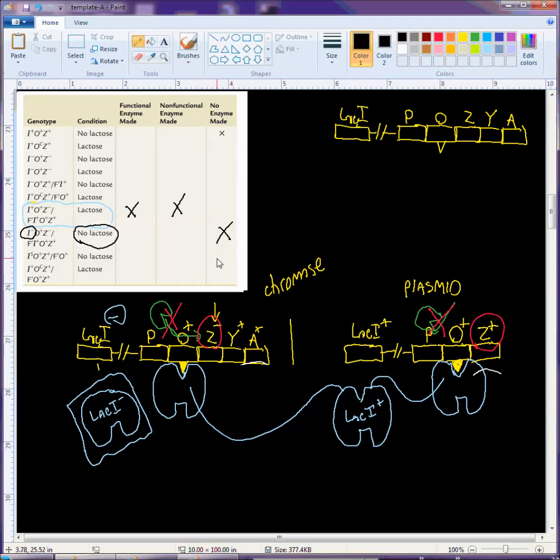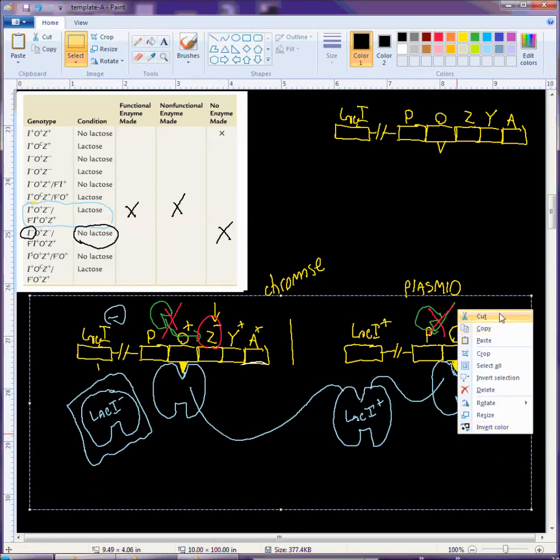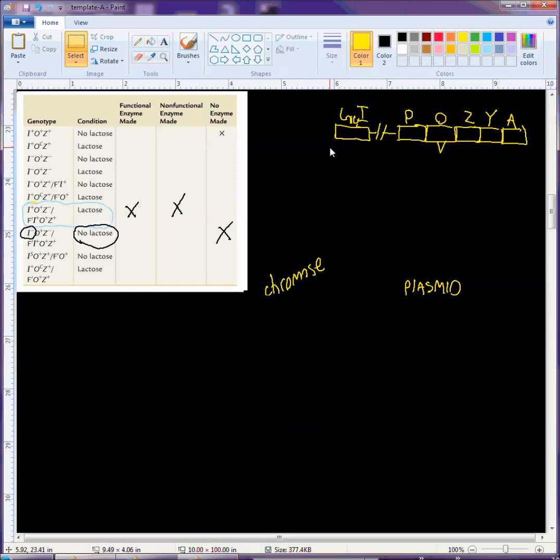So that wasn't too bad. They changed the strain on us in one way, but then they took away lactose, but not too difficult. Okay, so we have two more strains to look at. Let me quickly cut this stuff away here, and re-diagram some of it.